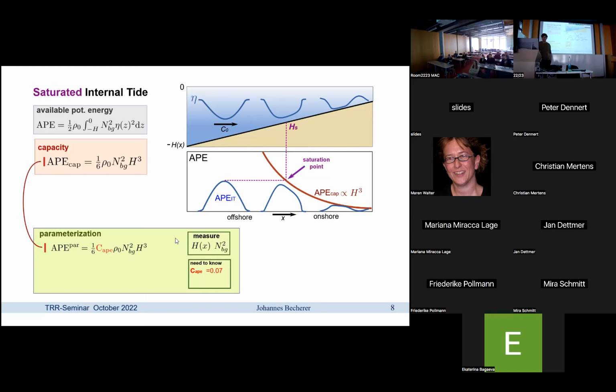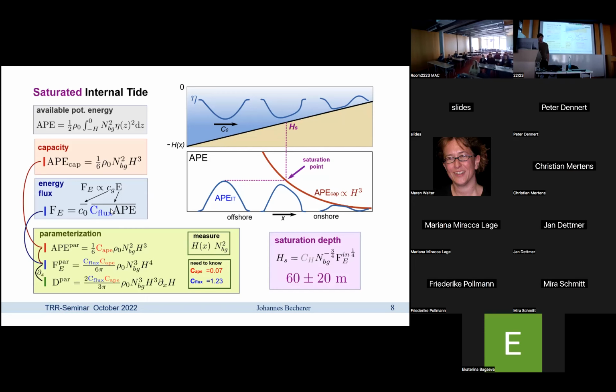The nice thing about this parameterization is it only needs two inputs. It only needs geometry and background stratification. And those two things you can easily measure or get from other sources. So maybe this parameterization gives you a good, easy way to estimate the energy of internal waves in the inner shelf.